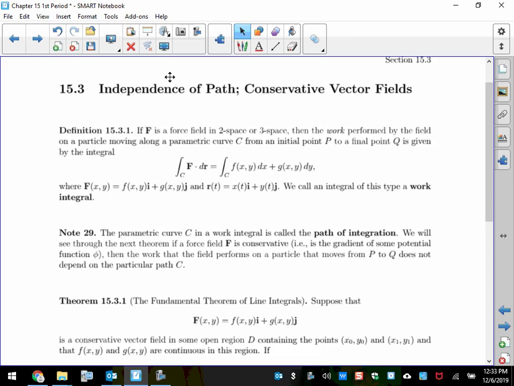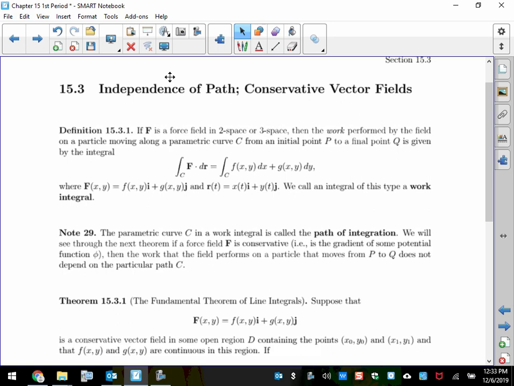Okay. Welcome. Today we're going to talk about section 15.3. This is independence of path and conservative vector fields. We have already talked about line integrals last time, and before that we talked about fields. Now, one of the most practical applications of line integrals is one that I've alluded to, that you can calculate the amount of work performed by a field.